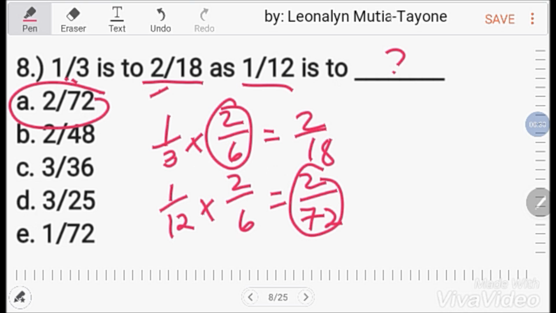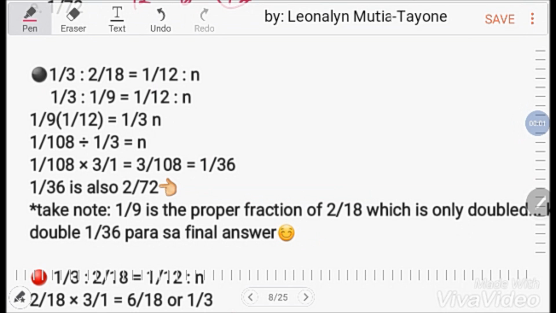Kuha tayo ng ibang solusyon. Ngayon, let's solve it like this. Si 1/3 pa rin. Si 2 over 18, ginawa natin 1/9. Pareho lang yan, equivalent lang yan. At saka si 1 over 12, ito na. Itong si 9 at saka si 12, minumultiply natin ang dalawa. Tapos si 1/3 nandito na. Ngayon, pagkatapos mong ma-multiply, ito na yung answer niya.